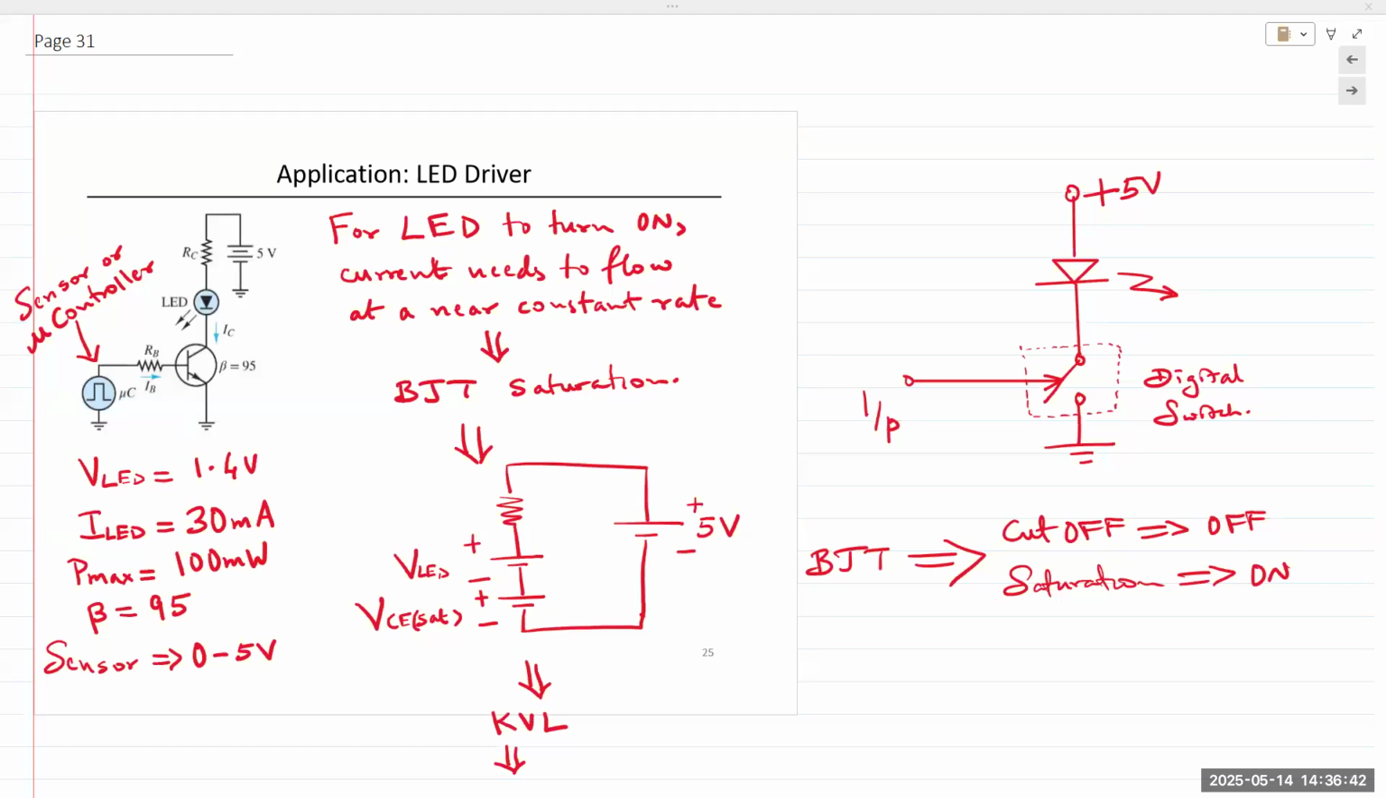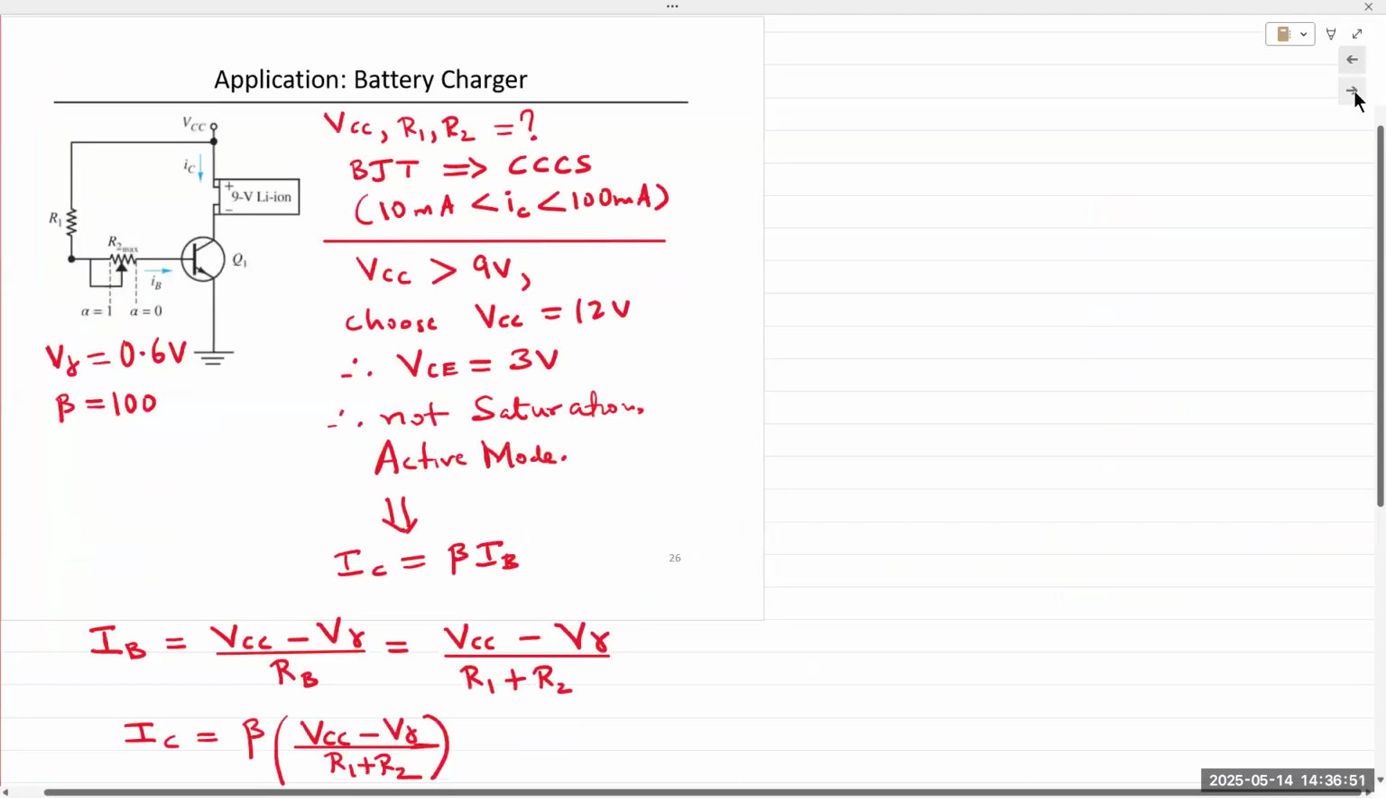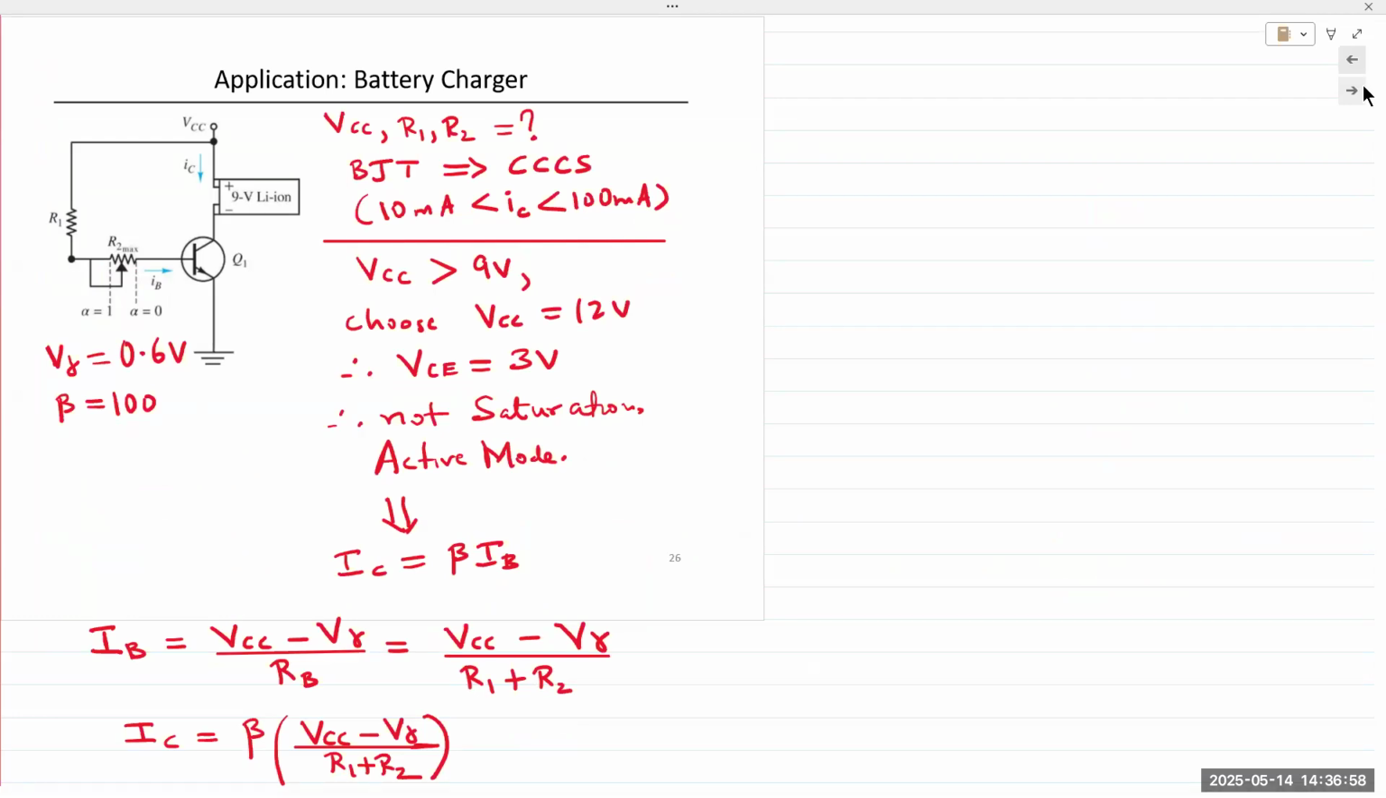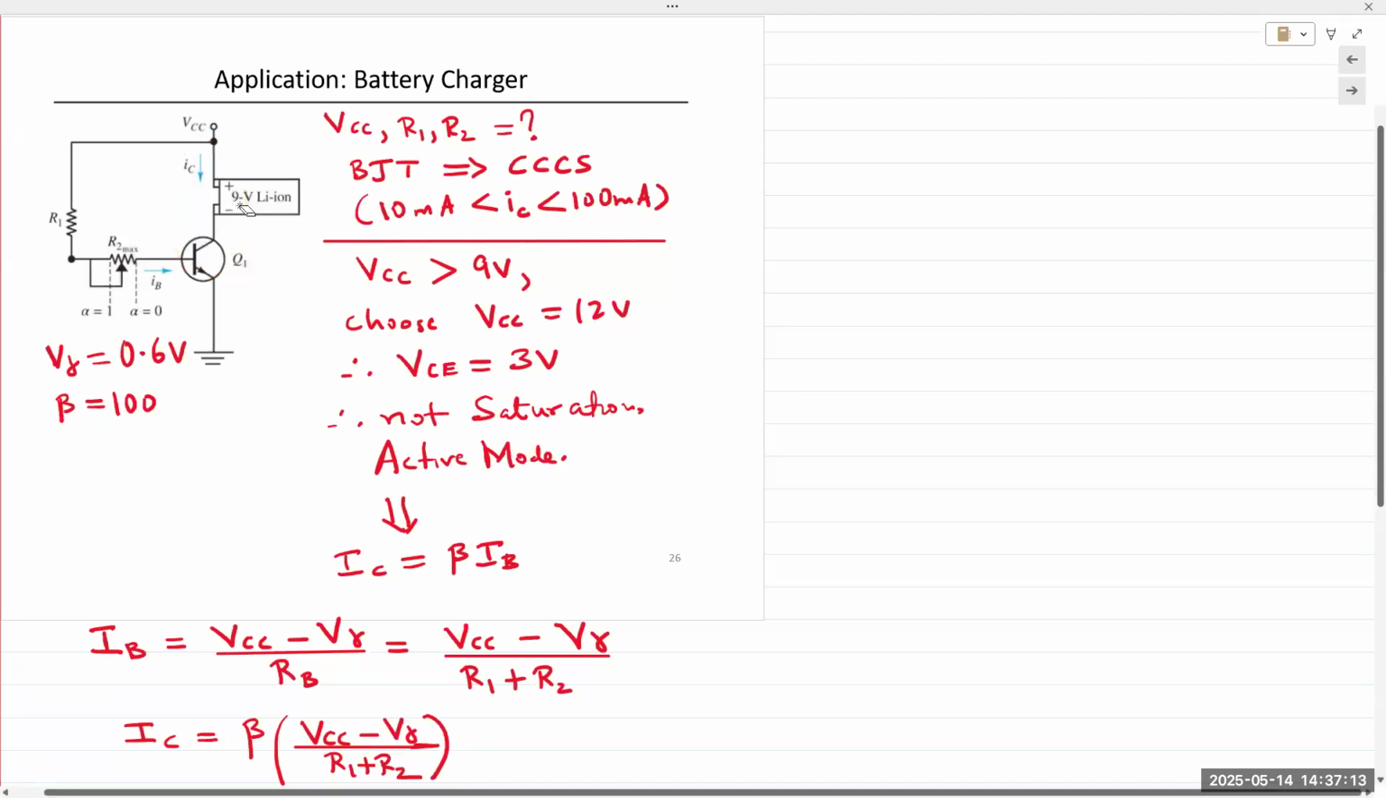Other questions? Okay. All right, let's go to the next two applications. One is the battery charger. The one after that is the motor driver. In all these cases, the output is connected at the collector. In the battery charger, the battery is connected in series with the VCC and the collector terminal. So current passes directly through the battery before it gets to the collector.